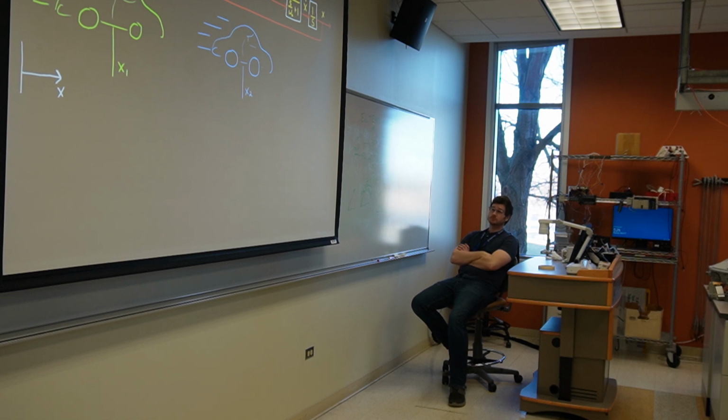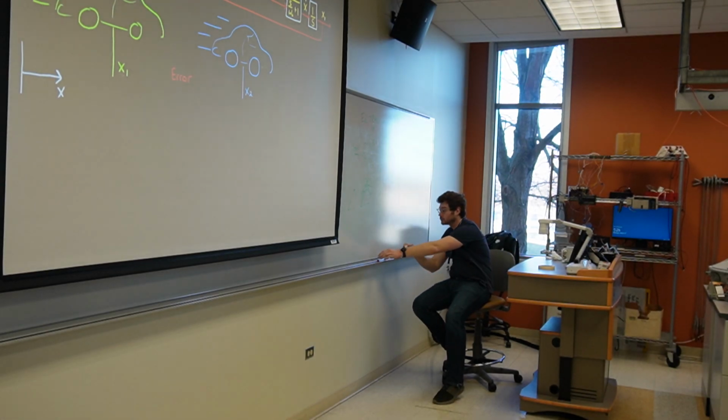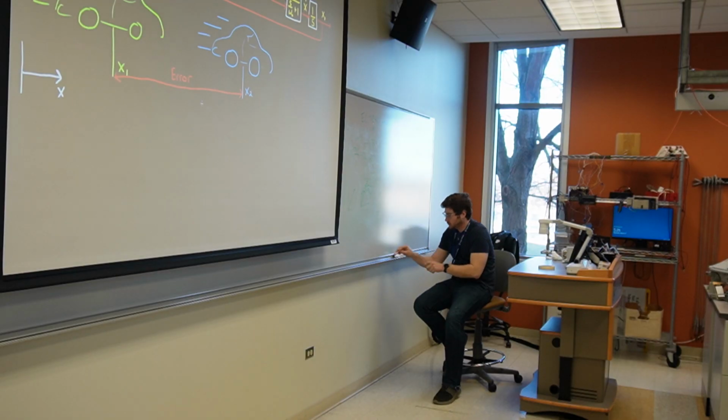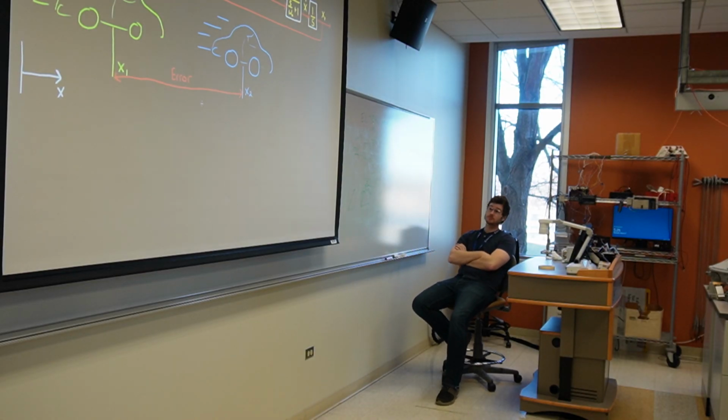Let's say you're in your car and you're trying to drive right beside your friend who's moving at a constant speed. In this case, the reference signal is the position of your friend. If the output of the controller is a pedal angle, it's easy to see that there's going to be a steady state error, and you will always trail behind your friend and never beside him.